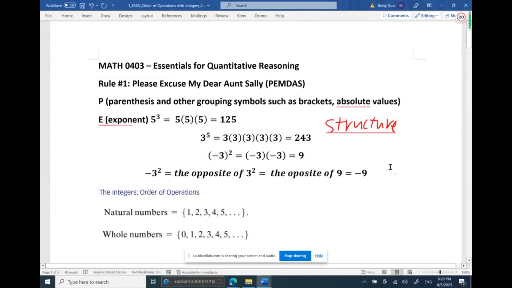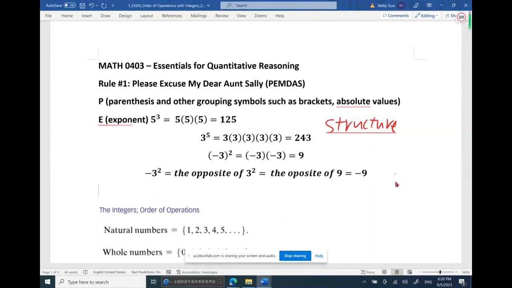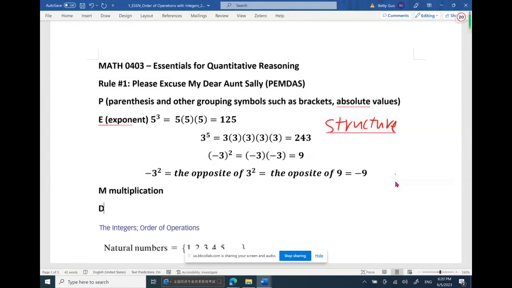So that is PEMDAS. E means exponent. Let's continue. Our focus here today is the order of operations. So that's E. M here represents multiplication. And D here is division. A here is addition. S here is subtraction.